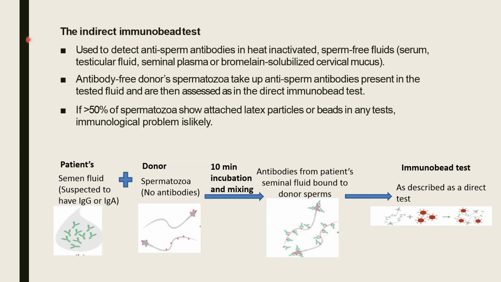In the indirect test, as done in the MAR test, we need the semen or seminal plasma only, that is, the fluid part from the patient suspected of having anti-sperm antibodies, and then we need the washed spermatozoa from a donor that do not have antibodies, and then we mix them up. If the patient's semen or seminal fluid has anti-sperm antibodies, then these antibodies would bind with the spermatozoa of the donor, and then these sperms are detected by the immunobead test as described previously. So again, if more than 50% of the spermatozoa bind with the beads, then we would say the antibodies are present in the sperms or semen.